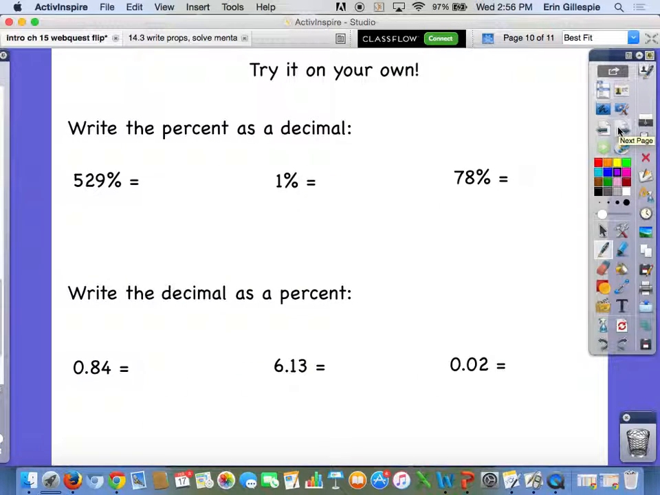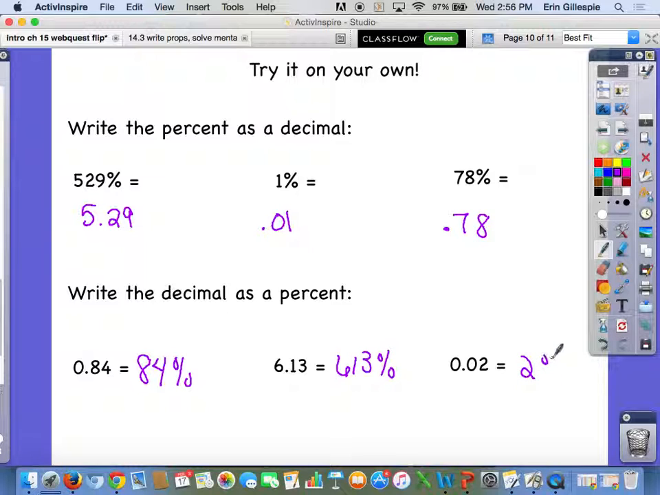So here's some more to try on your own. I'm just going to give you some quick answers here. So percent to decimal, this would be 5.29. This would be 0.01. This would be 0.78. This one would be 84%. This would be 613%. This would be 2%.